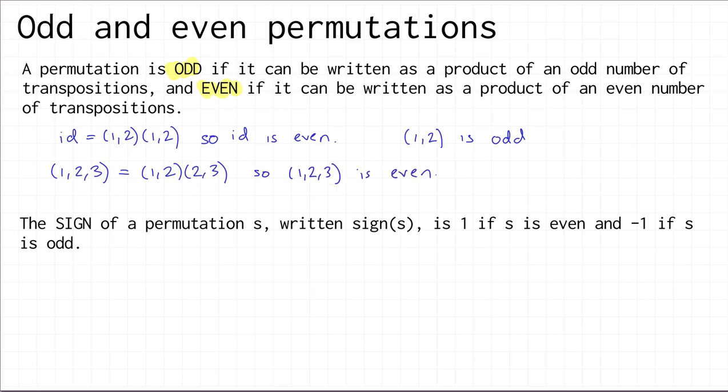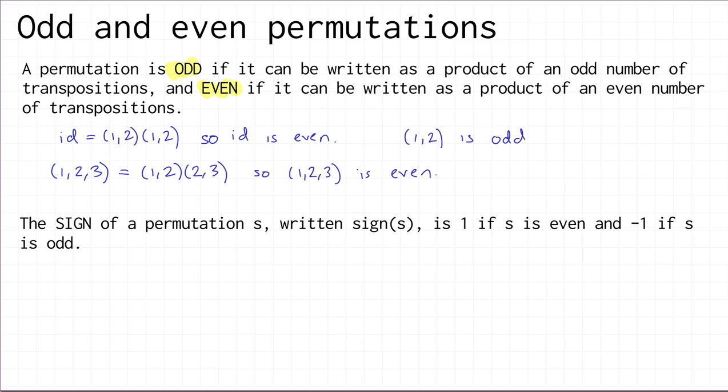And in fact, in general, you've seen how to express an m-cycle as a product of m minus 1 transpositions. So it will follow that every m-cycle where m is even will be odd, and every odd length cycle will be even. We'll come back to that on the next slide.